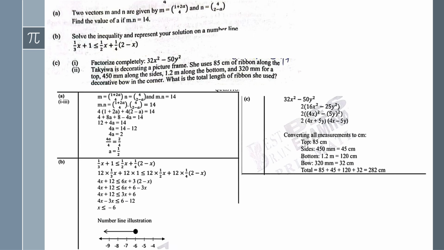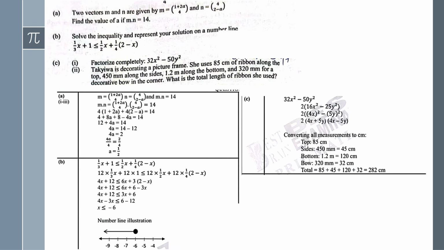It says two vectors m and n are given by m equals (1 plus 2a, 4), and n equals (4, 2 minus a). We have to find the value of a if m dot n equals 14. When we talk about m dot n, it is simply meaning multiplication. So m times n. So find the value of a. So we have m and n, we multiply.